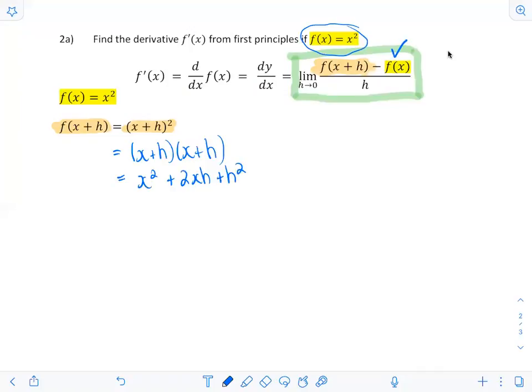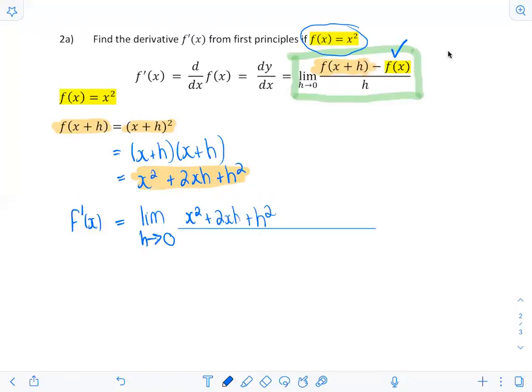And now we're going to substitute f(x) and f(x plus h) into the limit. So the derivative of f(x) is equal to the limit h approaching 0 of x squared plus 2xh plus h squared, that's f(x plus h), minus f(x), which is x squared, over h. X squared minus x squared add to 0.